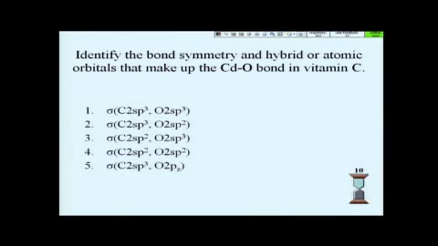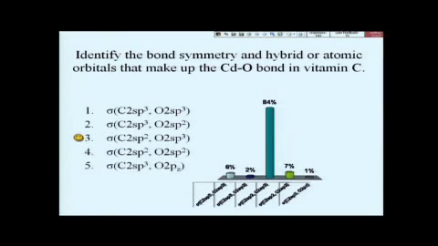All right, let's take 10 more seconds. Okay, I'll take that, 84%. That's not bad. So again, we're looking at a sigma bond here.